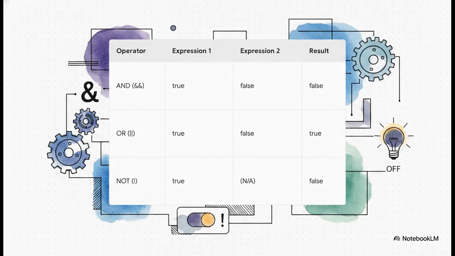Now, when decisions get a bit more complicated, we combine multiple conditions using logical operators. They act like strict rules. The AND operator is incredibly strict. Literally, both sides of the equation must be true. The OR operator, a bit more relaxed. It only needs one side to be true. And the NOT operator simply flips a true to a false, reversing the logic instantly.